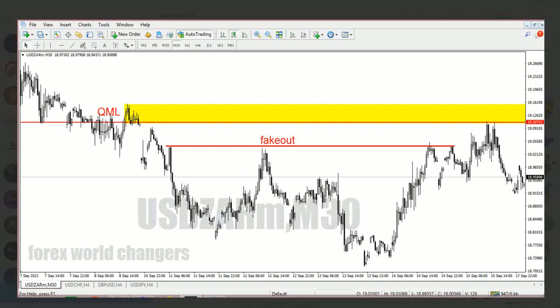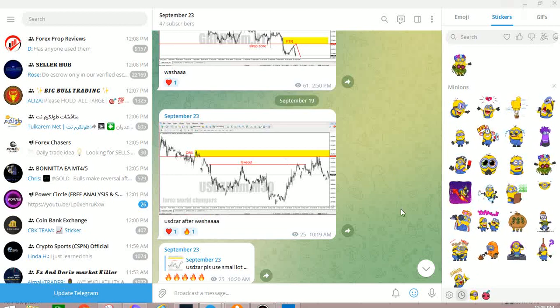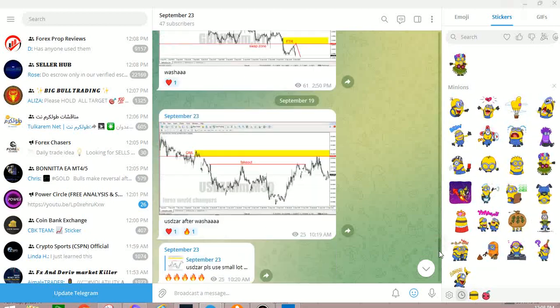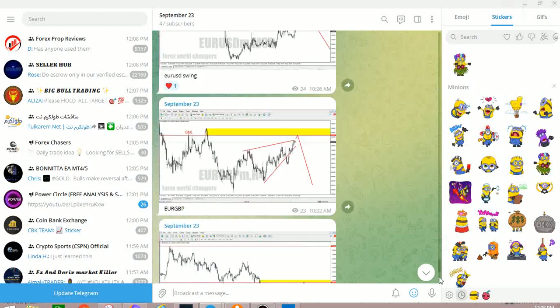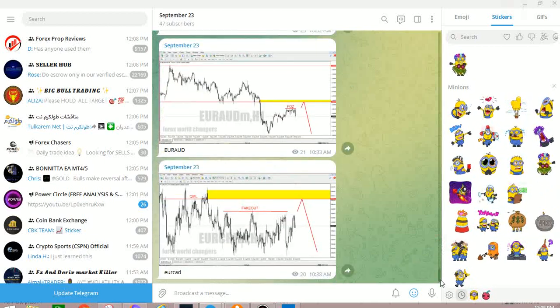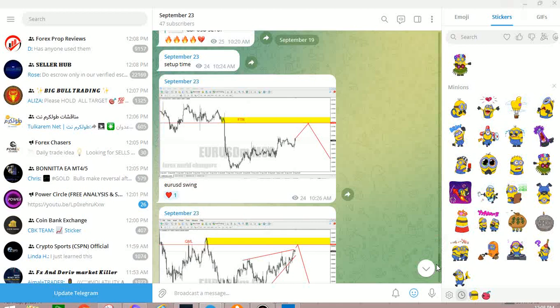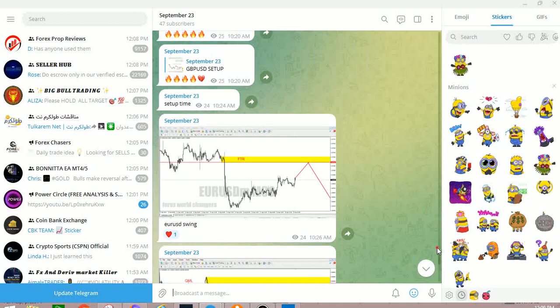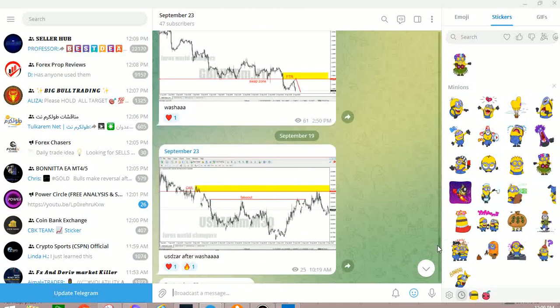So let's look at some other stuff. Probably there's another fake out that I'm going to explain. Let's see. Okay, we had this Euro Swiss. I had the other setup. I think it was the USD CAD. There it is. This was the USD CAD.